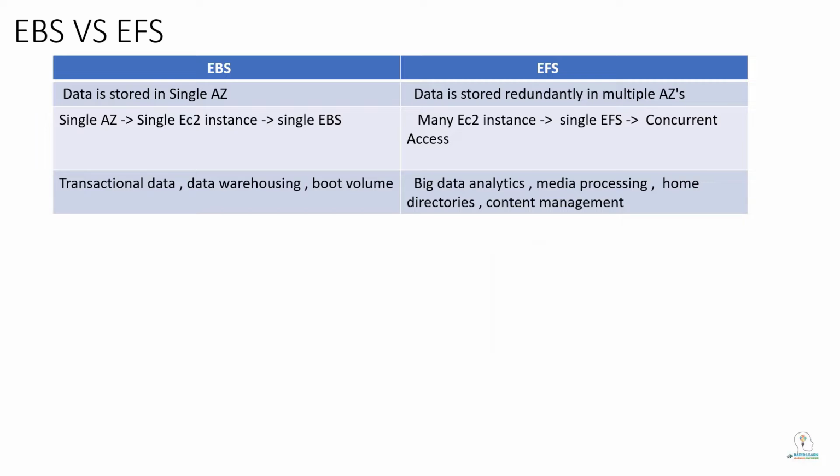For EFS, data is stored in multiple AZ. So the keyword is single AZ and multiple AZ. If you see multiple AZ, ignore EBS completely.